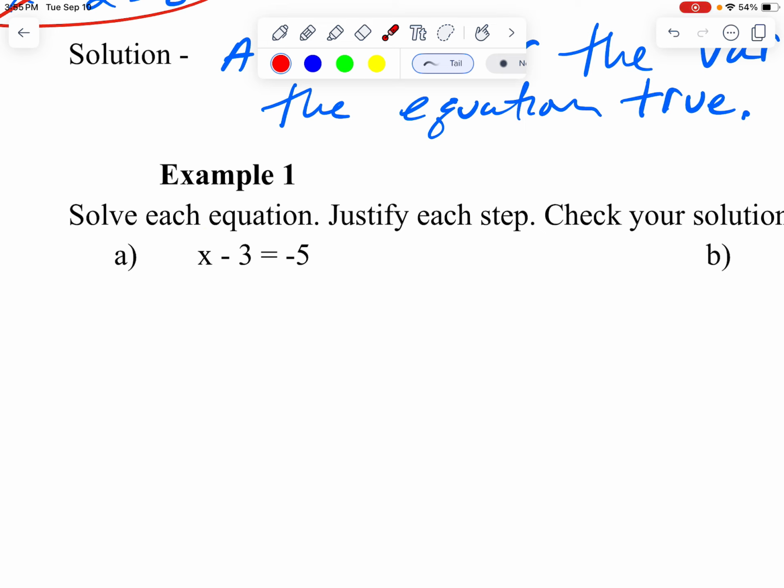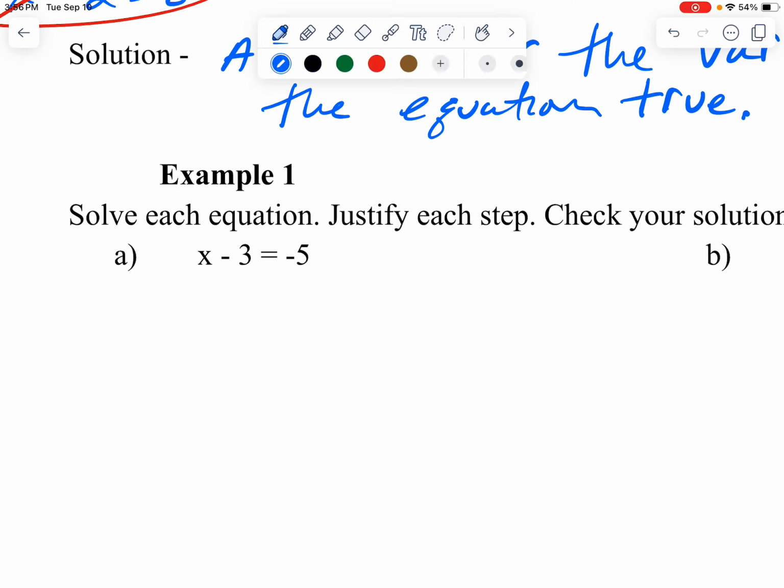And some of you might be able to just look at this and say, oh, well, if I had -2 and I subtracted 3, I would then end up at -5. That's true. We really want to focus, though, on this process of solving. Because once things get a little bit more complicated, you're not just going to be able to look at them and figure it out. And I'm going to expect that you can show this process.